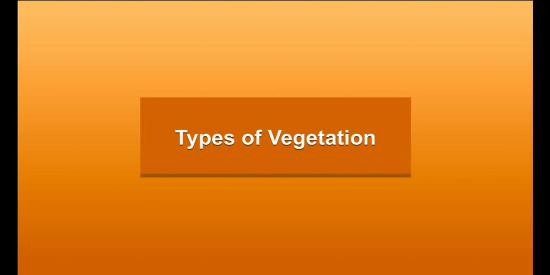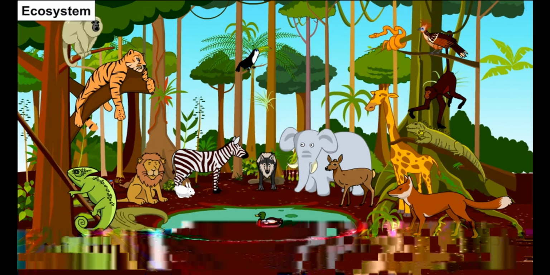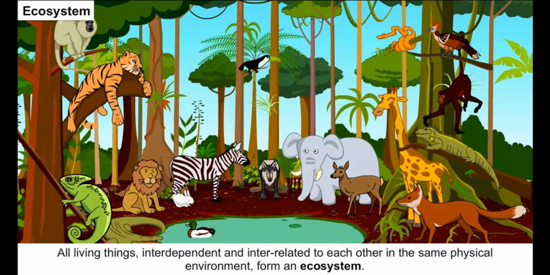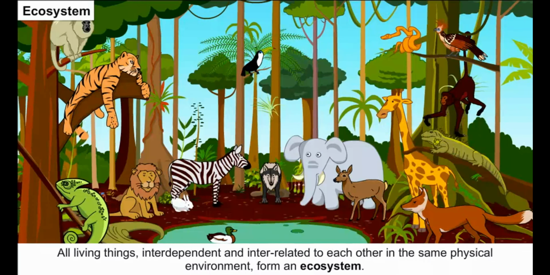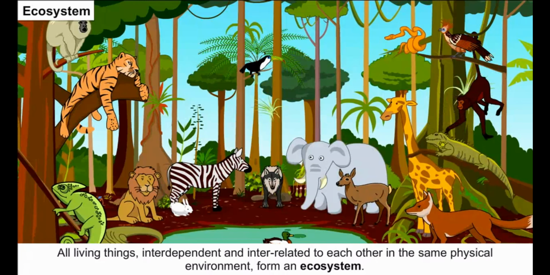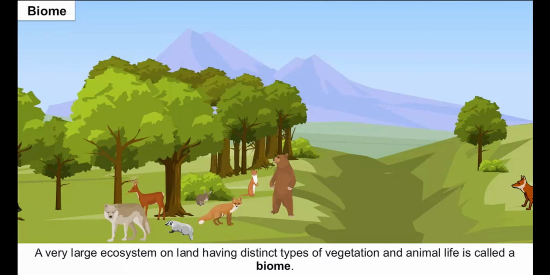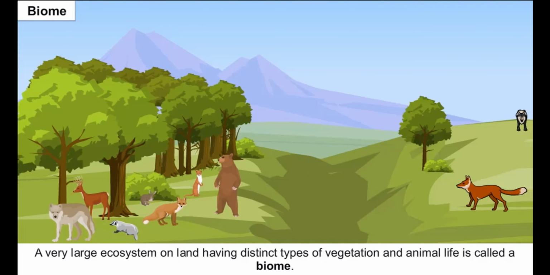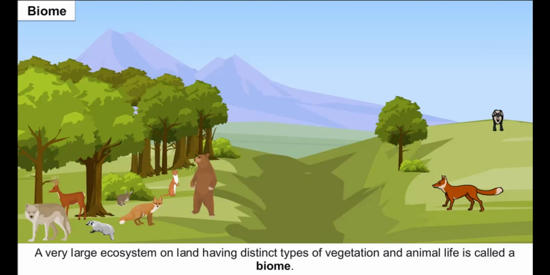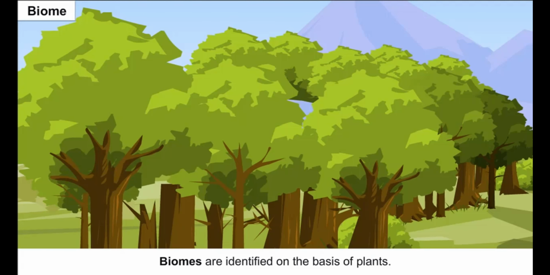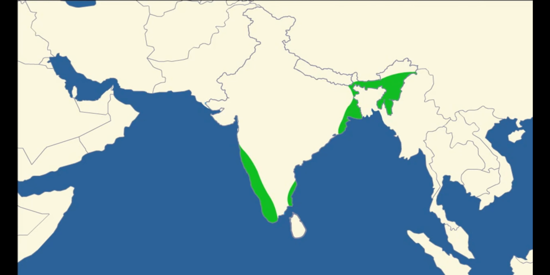Types of vegetation. Ecosystem. All living things, interdependent and interrelated to each other in the same physical environment, form an ecosystem. A very large ecosystem on land having distinct types of vegetation and animal life is called a biome. Biomes are identified on the basis of plants. 5 major types of vegetation found in our country are: 1.